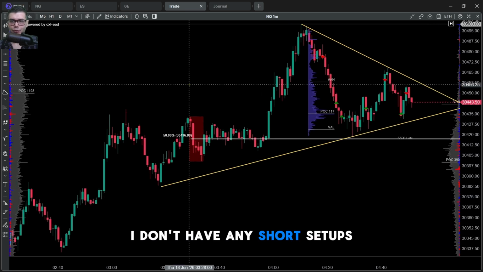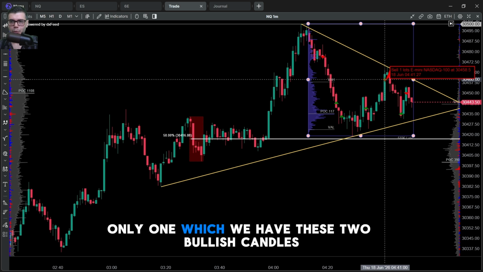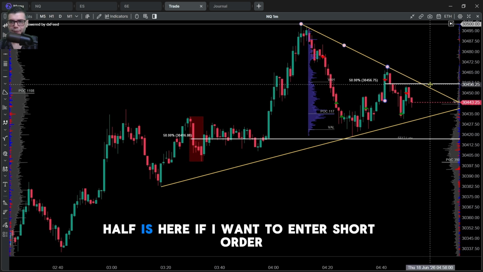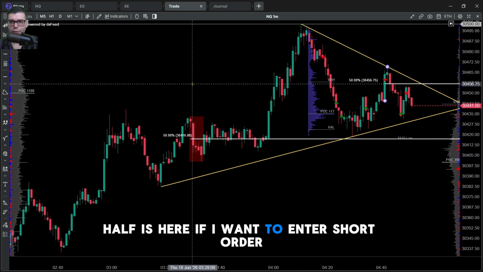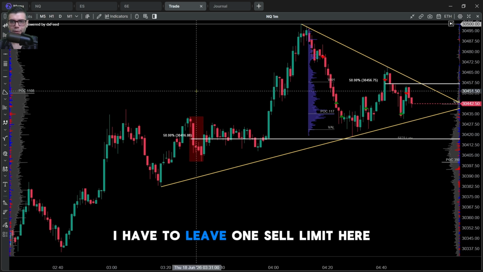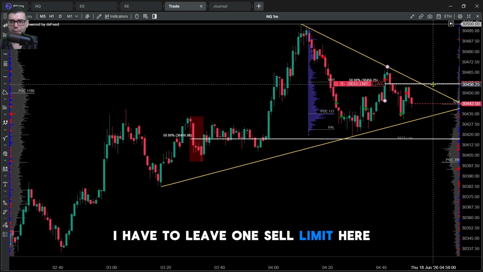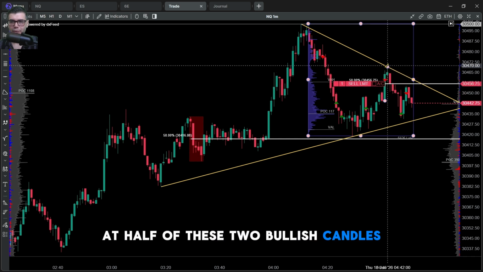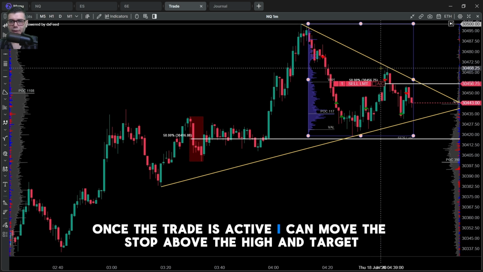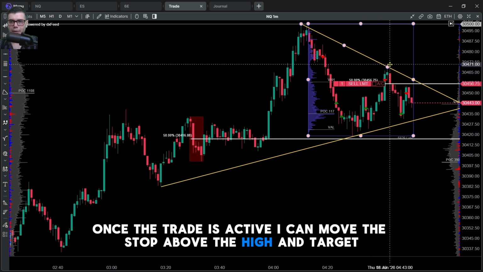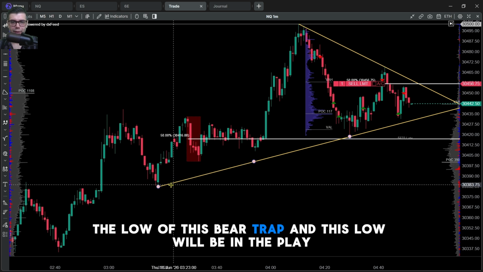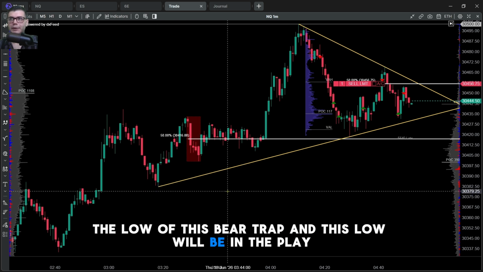I don't have any short setups, only one, where we have these two bullish candles. Half is here. If I want to enter a short order, I have to leave one sell limit here at half of these two bullish candles. Once the trade is active, I can move the stop above the high and target at least these equal lows. The low of this bear trap and this low will be in play.